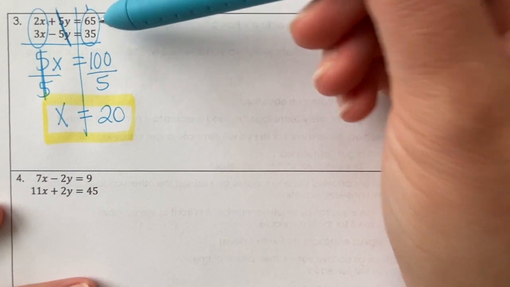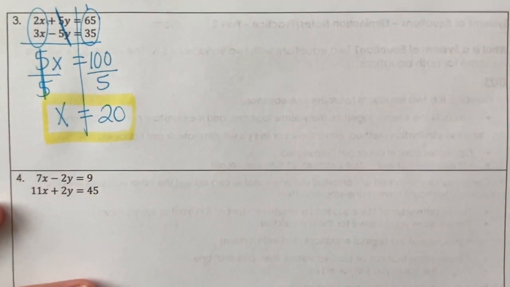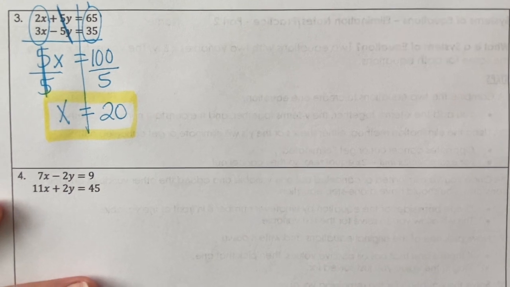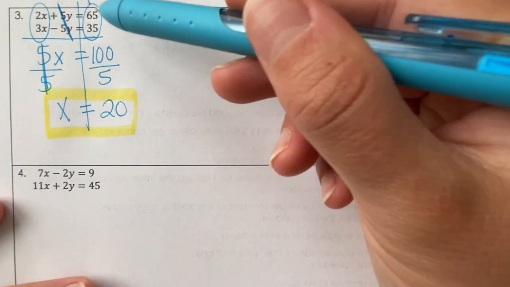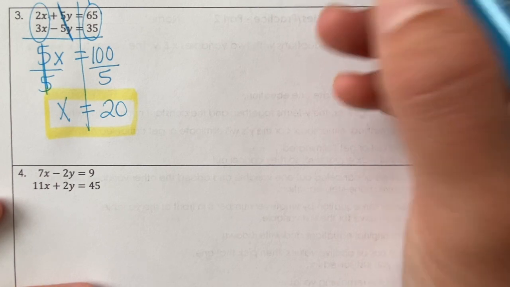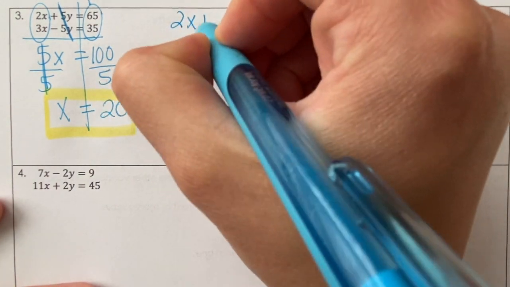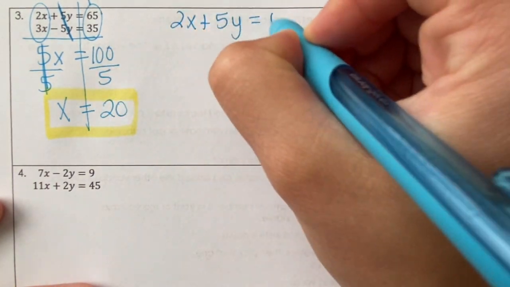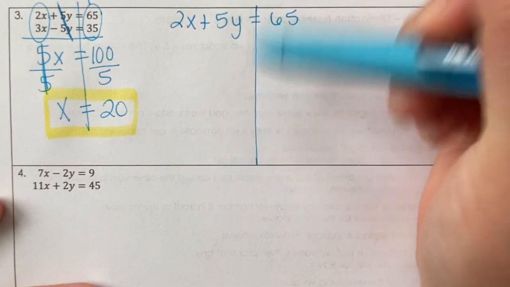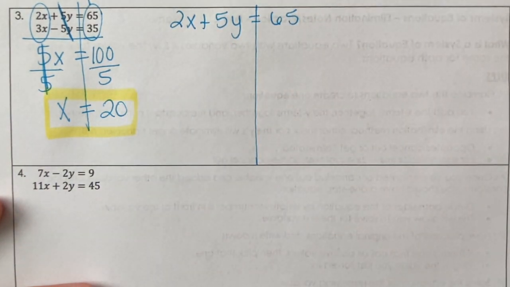All right, next up, you need to pick the easier equation. I think the top one's easier because there are no negatives involved. If you want to be risky and you want to be a daredevil and pick this one and try it, you are going to get the same answer as long as you do it correctly. However, some people mess up when there's negatives involved, so I want to kind of limit that if possible. Okay, so we're going to start with 2x plus 5y equals 65.